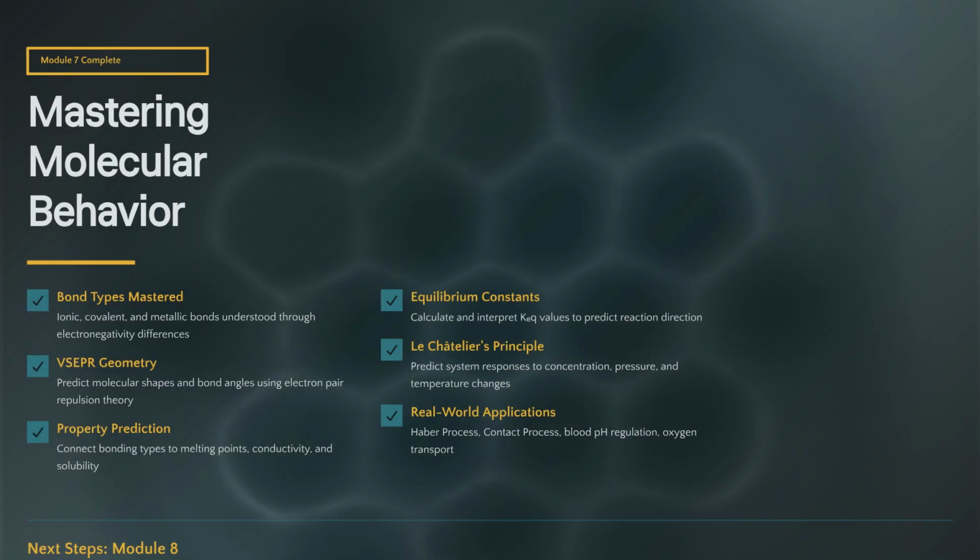We have now completed Module 7, Mastering Molecular Behavior from Bond Types to Equilibrium Applications. The next step is Module 8, where we will explore acids, bases, and redox reactions.